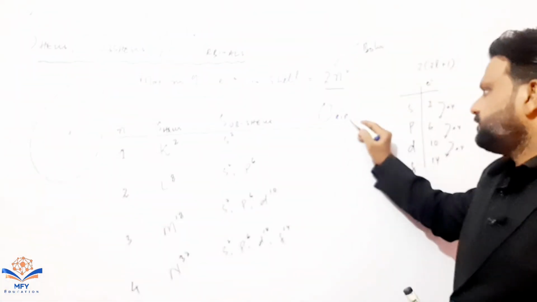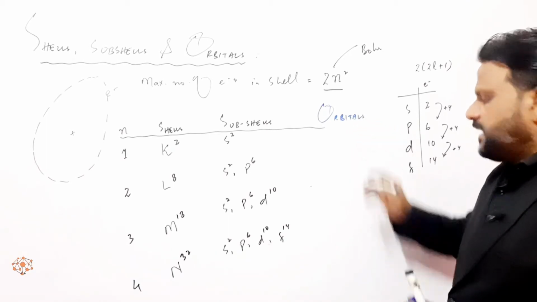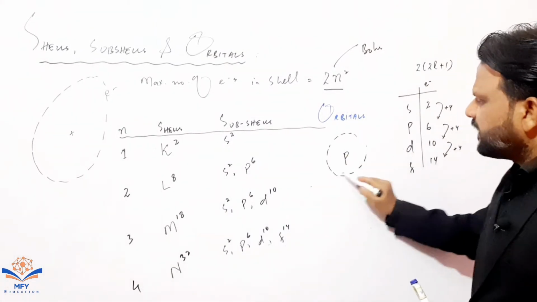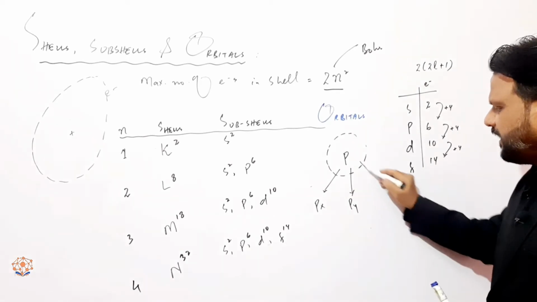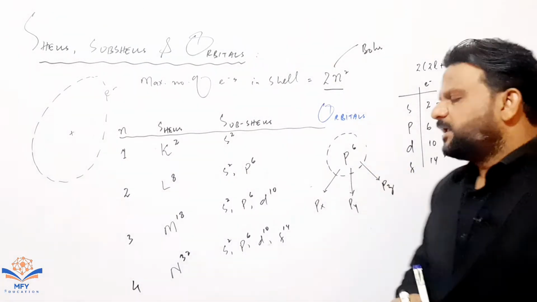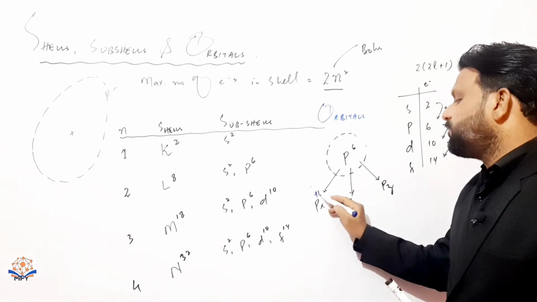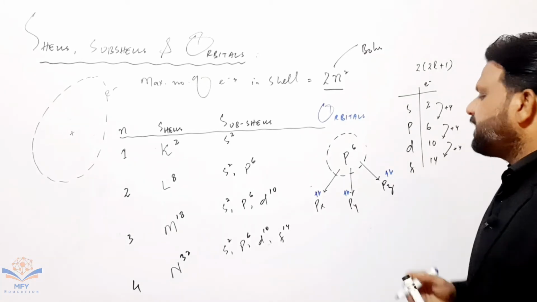Now we are talking about the orbitals. Orbitals, just like we have p subshell. The p subshell contains 3 types of orbitals: px, py and pz. P maximum contains 6 electrons, and each orbital contains maximum 2 electrons: px maximum contains 2 electrons, py maximum contains 2 electrons and pz maximum contains 2 electrons.